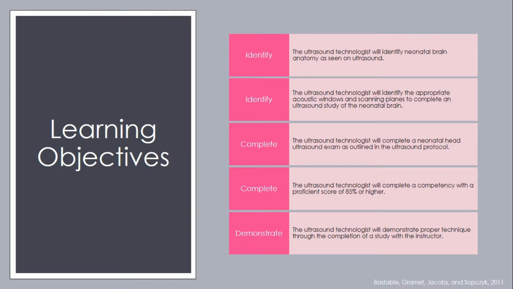The objectives are as follows. The ultrasound technologist will identify neonatal brain anatomy as seen on ultrasound. The ultrasound technologist will identify the appropriate acoustic windows and scanning planes to complete an ultrasound study of the neonatal brain. The ultrasound technologist will complete a neonatal head ultrasound exam as outlined in the ultrasound protocol. The ultrasound technologist will complete a competency with a proficiency score of 85% or higher. And finally, the ultrasound technologist will demonstrate proper technique through the completion of a study with the instructor. The last two refer to the method of evaluations of training that will be discussed in more detail later.